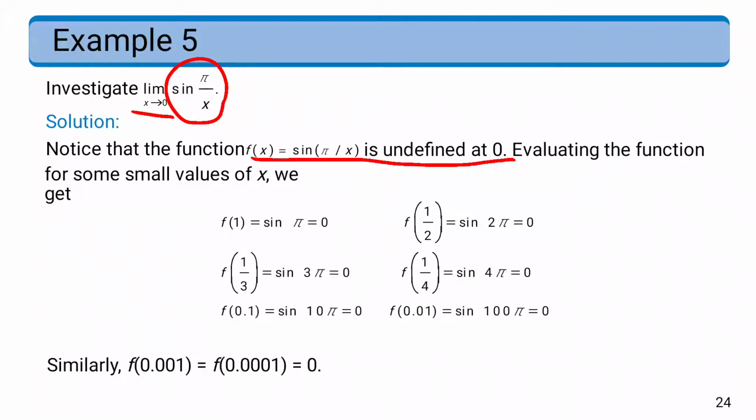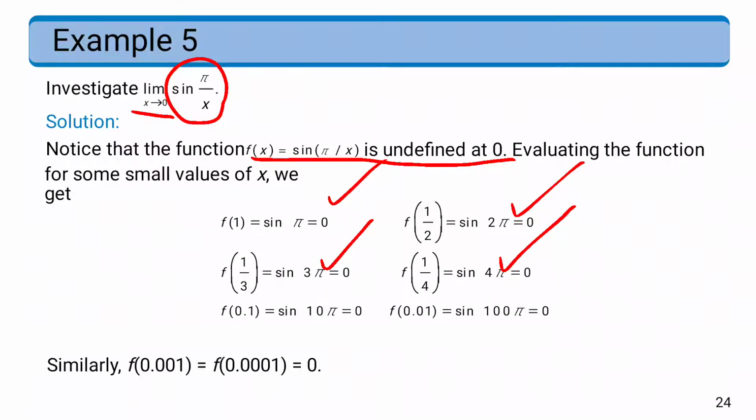Let x be 1 and evaluate f of 1, then you get 0. Then make it smaller as we approach 0. Now take a half and evaluate f of a half, you get 0 again. Make it even smaller by dividing by 3, and you still get 0. You make it smaller to show that you want to approach 0. As the value of x gets smaller, f of x in this case remains 0.